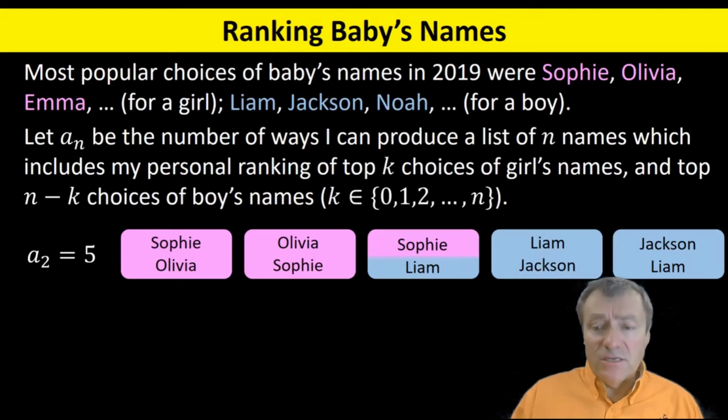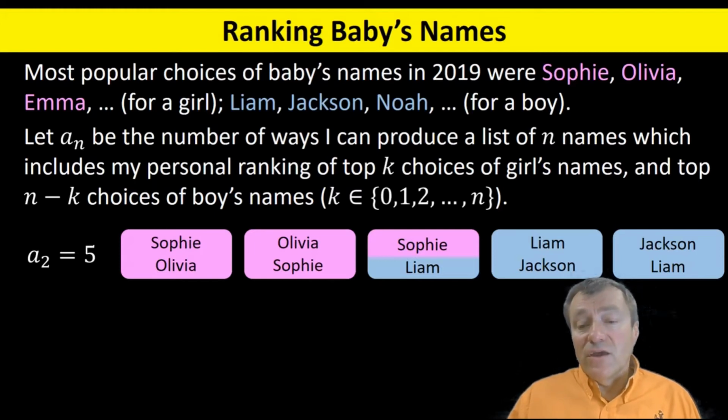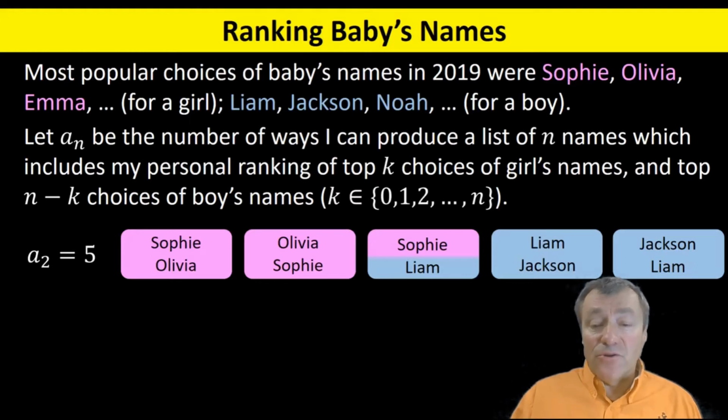For example, let's suppose that n is 2, and therefore I'll take either the top two girls' names, which were Sophie and Olivia, and then I can rank those two names in either order. Or if I take the top two boys' names, Liam and Jackson, then I can rank them in either order. Well, if I take the top girl's name and the top boy's name, then my list just has two names, Sophie and Liam, and I don't have to rank one against the other. Altogether, there are 5 possible ranked lists having two names. So I'll write A2 equals 5.